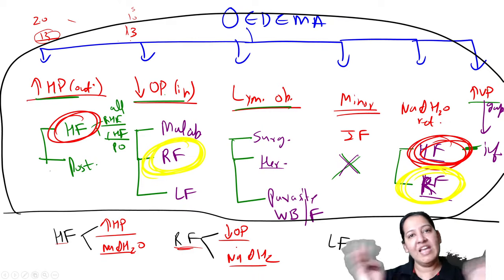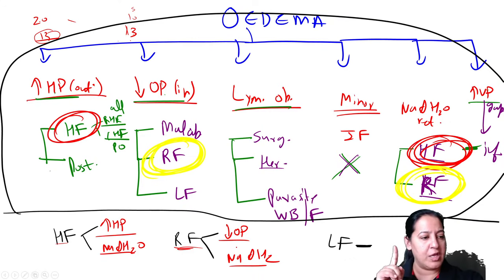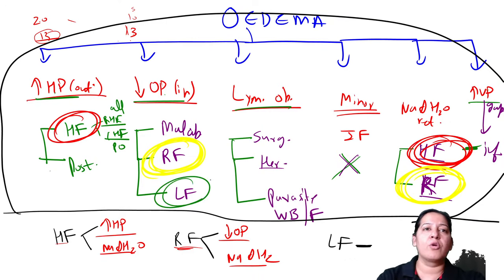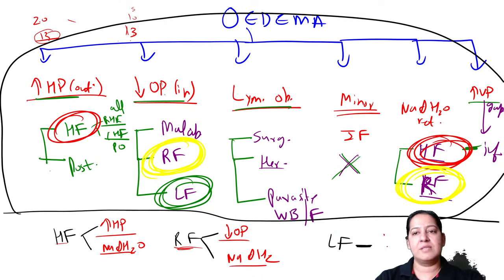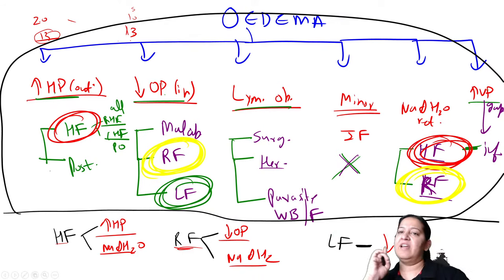Give me a thumbs up. Liver failure is coming at one place only. What is that place? Liver failure is here only. It is the reason that is decreased osmotic pressure. Liver failure has only one reason.